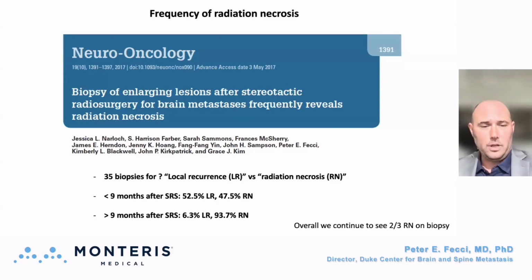But from this paper about 7 years ago, at that time, we had about 35 biopsies that we had done for radiographic progression, where we definitively showed it was either local recurrence or pure radiation necrosis. And we found some interesting things.